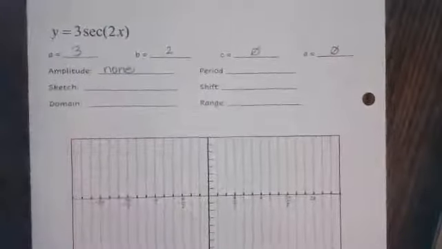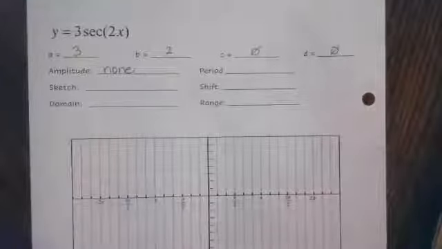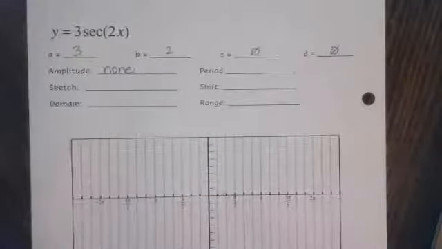For amplitude on secant and cosecant, they have no amplitude. As it goes up and down in both directions forever, it can't really have an amplitude. For the period, the standard period is 2 pi.